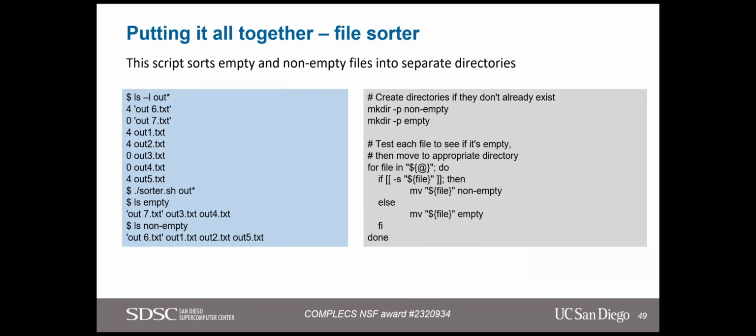So I just want to put these all together for you real quick. This is still a small dummy script, and in this script we're going to sort empty and non-empty files. The first thing I want to point out is on the blue side, we're going to list all the files in the current directory that are named out.*. If you list all of them with the -l option, it's going to tell you the size of the file as well as the name of the file. The first number there is the size of the file. So the 4 means that they have something in them, and the 0 means that they're empty files.